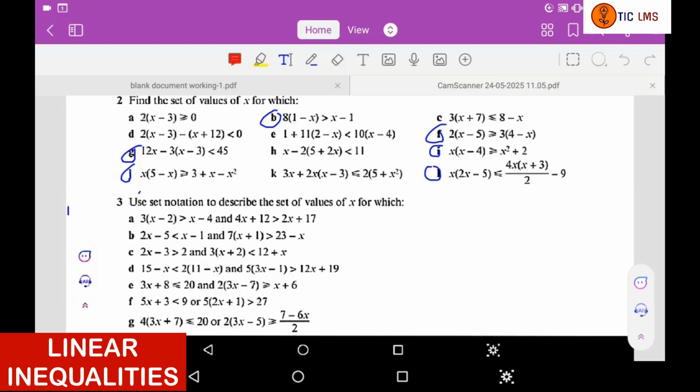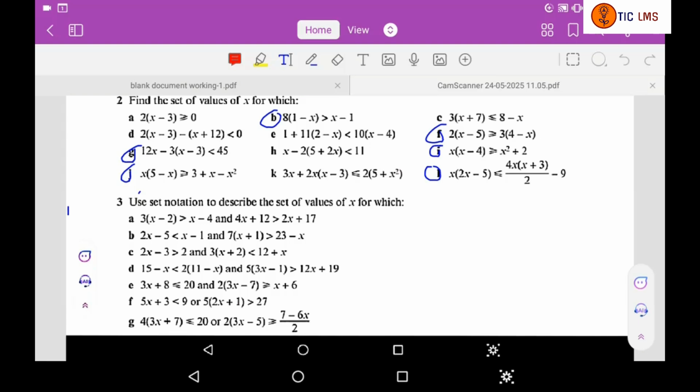Now, you have to be extra careful when you are solving this, because when you have to move the numbers or the unknown from one side to the other. Okay, so let's look at question 2b.